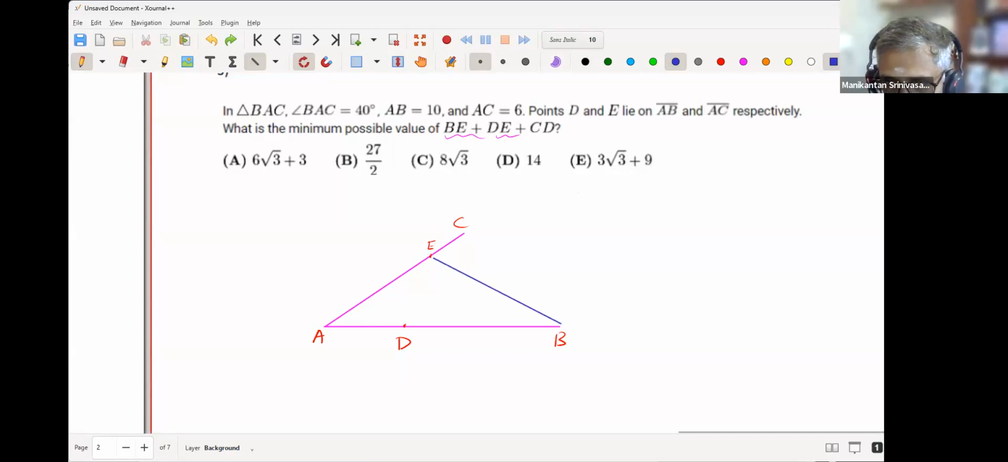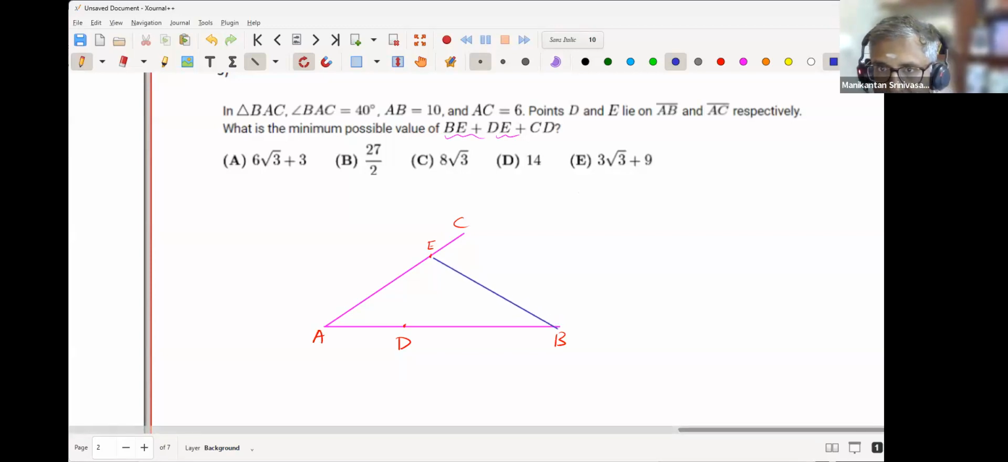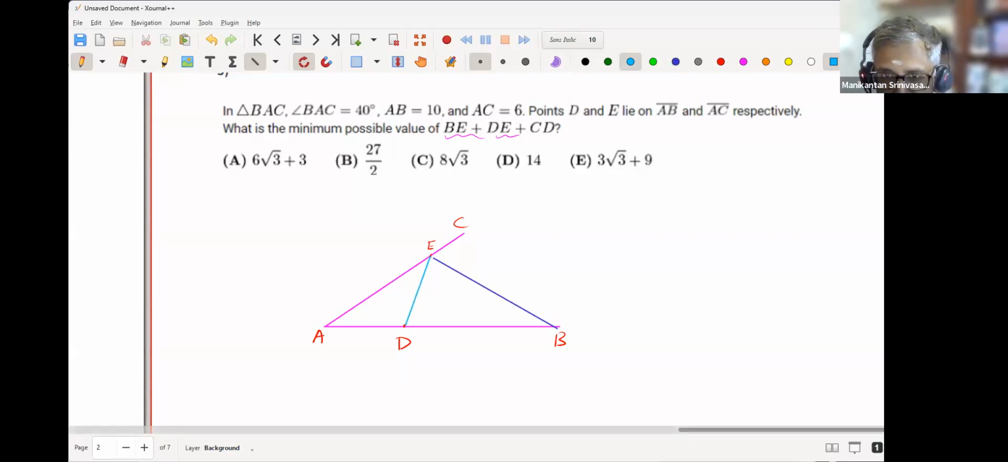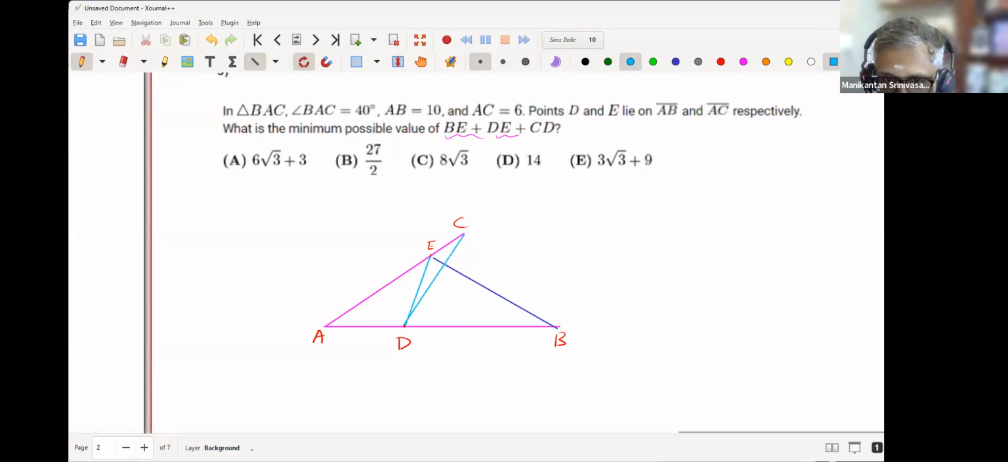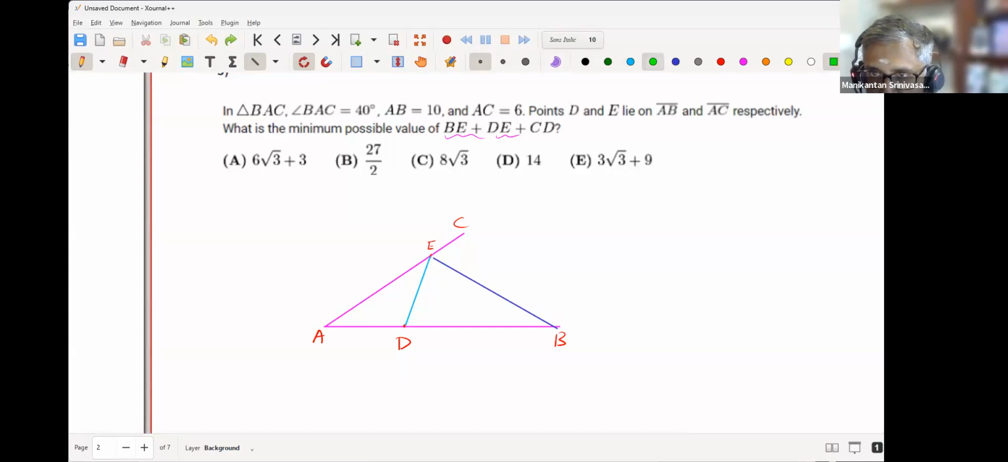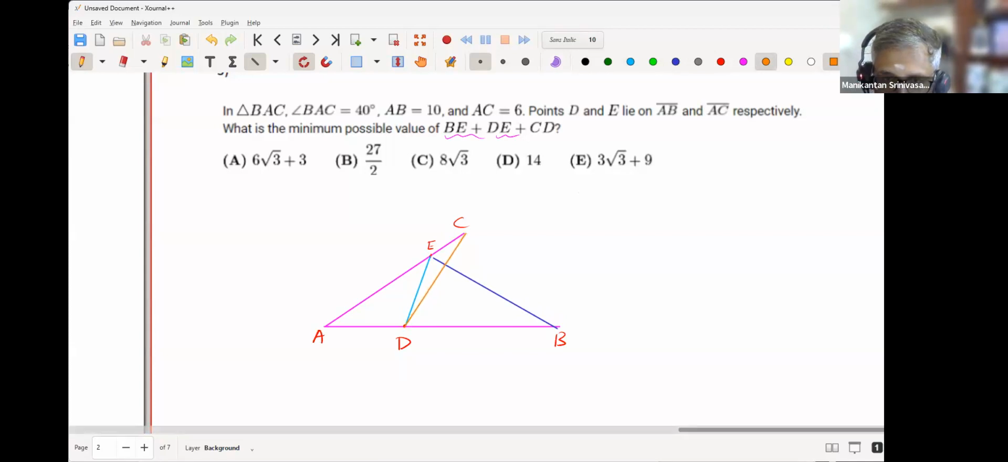okay, I'll give different colors for all of them. So BE, DE, and CD. CD, I'll just give another color here. So CD. Okay, so the sum of these three must be minimized.